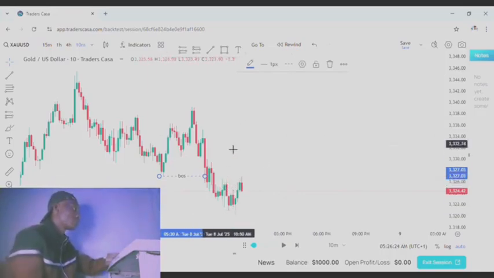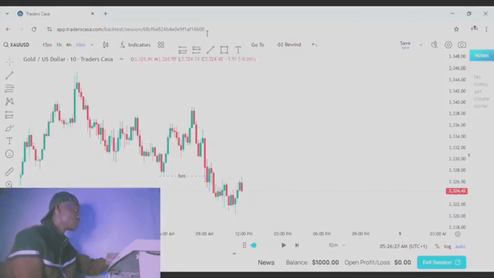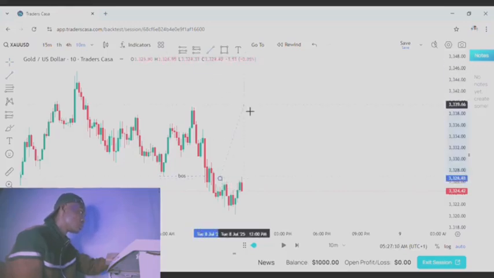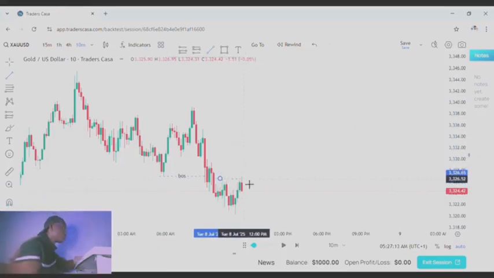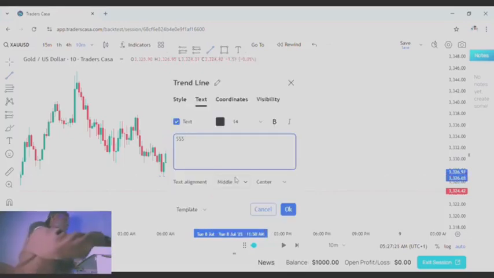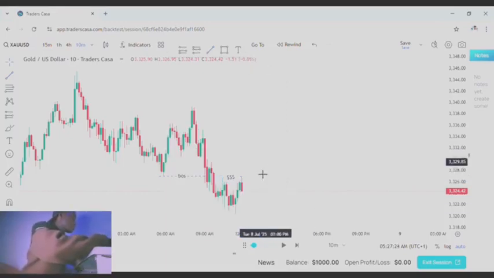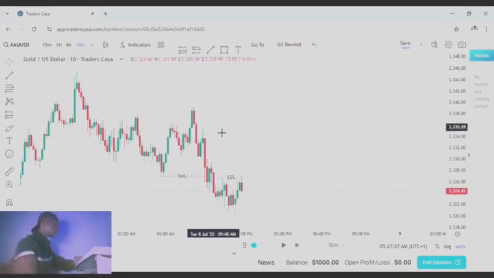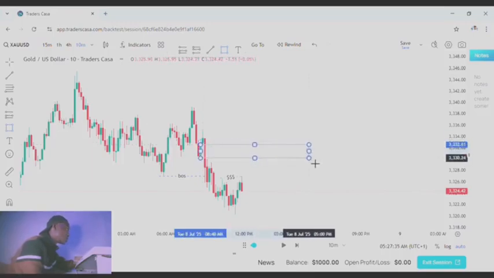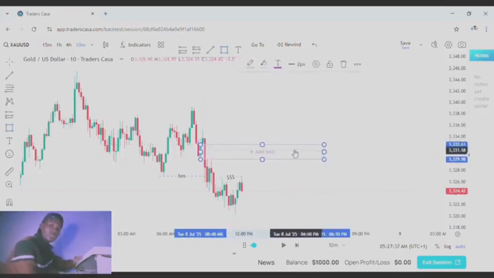Price is as well grabbing a liquidity right here. You can see price grabbing the liquidity. This is our liquidity right here. So next thing is our fair value gap. Understand? So as you can see, here is our fair value gap, our FVG.